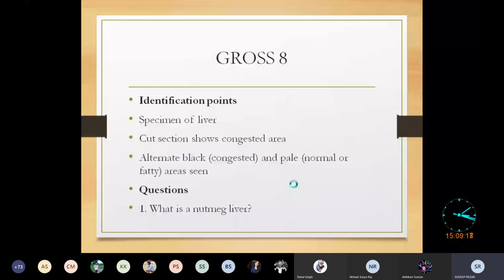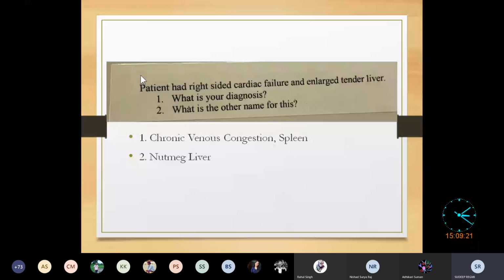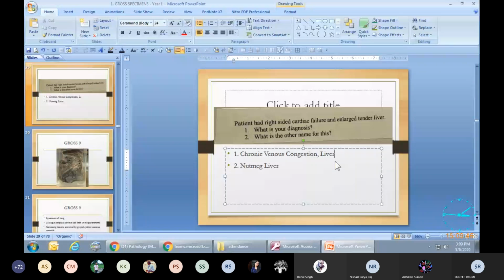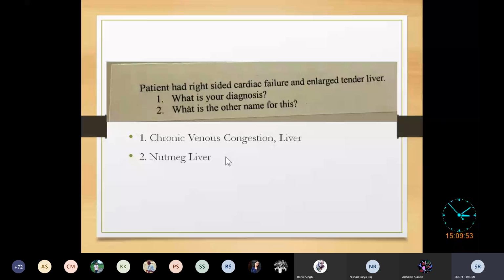So the question will be: the patient had right-sided cardiac failure, so there will be congestion. I have written chronic venous congestion of the spleen, but actually it is of the liver. And nutmeg liver, now you know, has alternating areas of darker areas and pale zones, resembling a nutmeg.